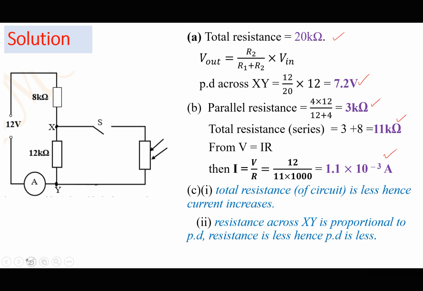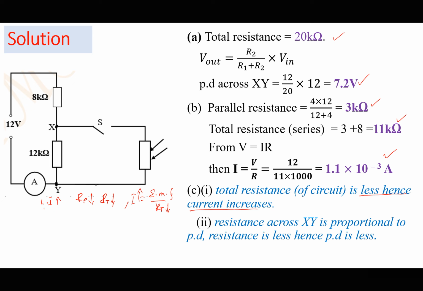Then in part C, the total resistance of the circuit becomes smaller because when the light intensity increases, the resistance in parallel decreases, so total resistance decreases. And because current is equal to e.m.f divided by total resistance, because this decreases, the current increases. So we saw that the current increases. Then our resistance across XY is proportional to the PD. Resistance is less, hence PD is going to be less.